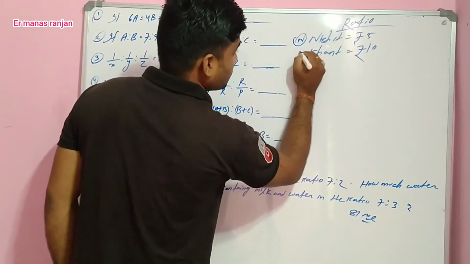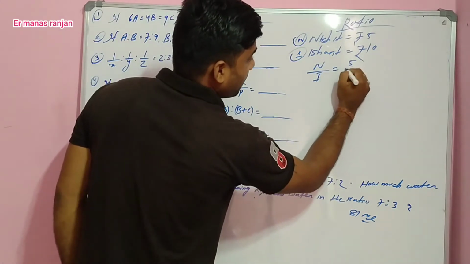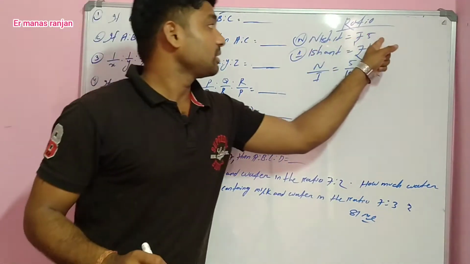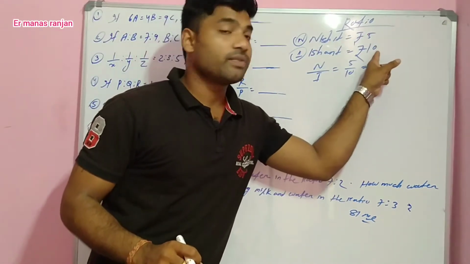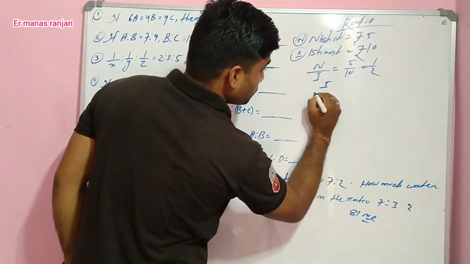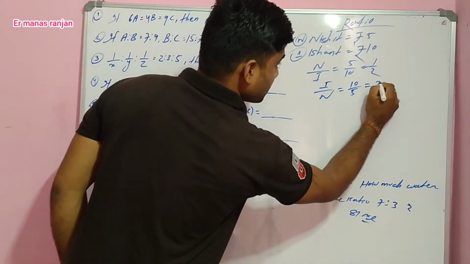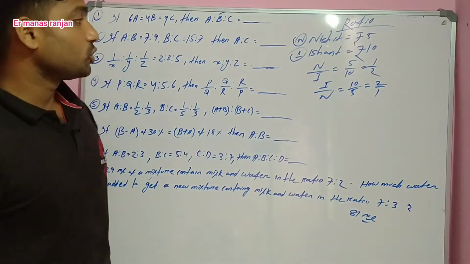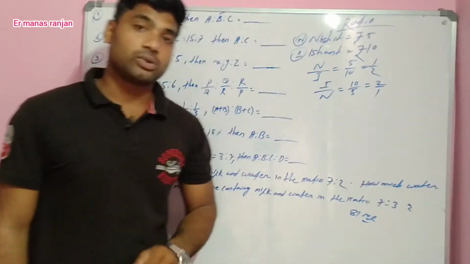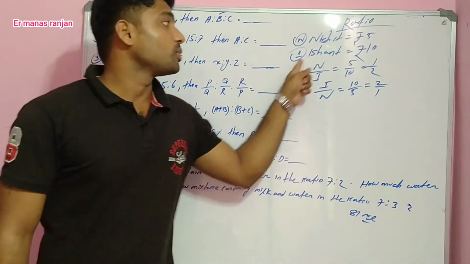Suppose this one is N, this one is I, Isant. N by I, rupees 5 by 10, you will get half. That means we conclude that Nisit has half the amount of Isant. If you compare Isant to Nisit, we get 10 by 5, that is equal to 2 by 1, 2 is to 1, that means Isant has 2 times Nisit's amount. Understood? So ratio means comparison of two things.